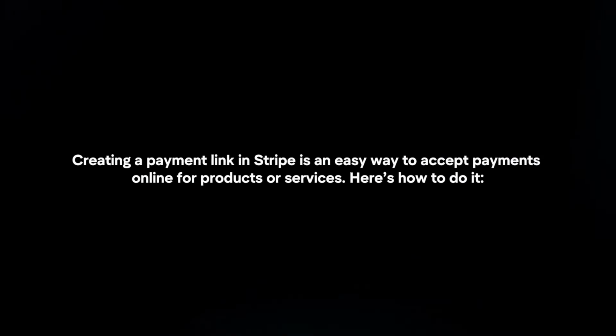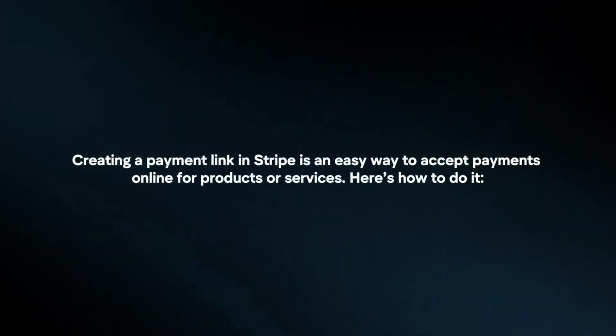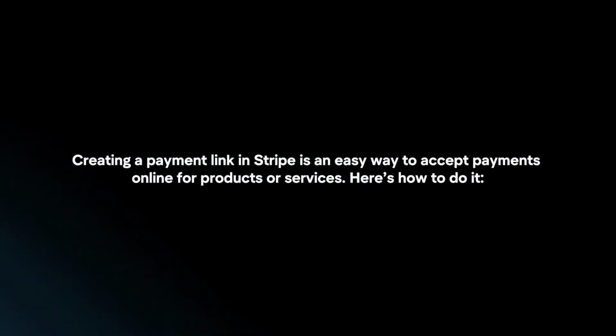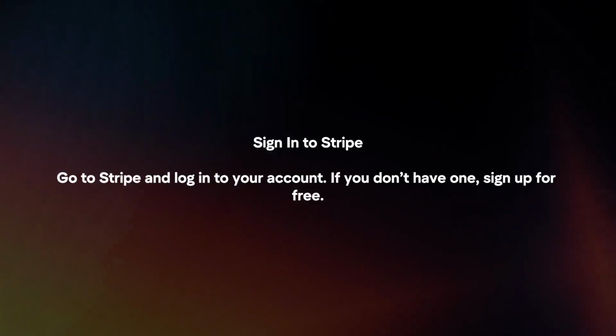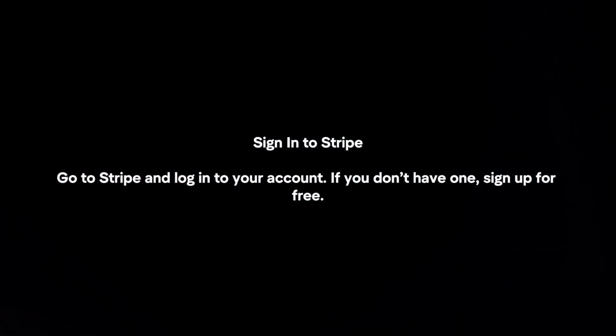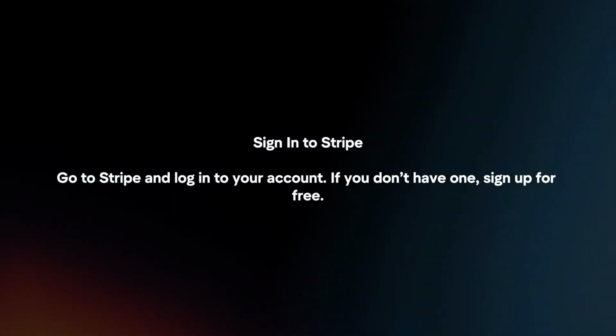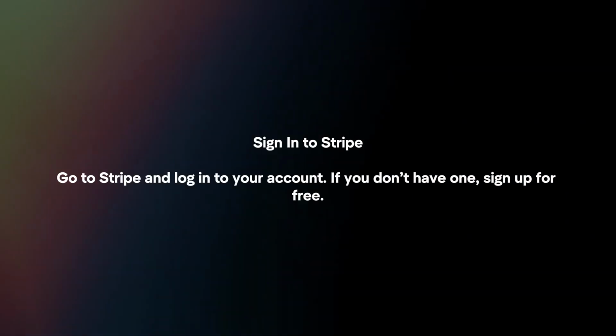Creating a payment link in Stripe is an easy way to accept payments online for products or services. Here's how to do it. Sign into Stripe. Go to Stripe and log into your account. If you don't have one, sign up for free.